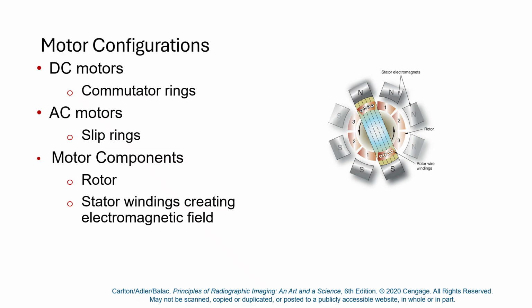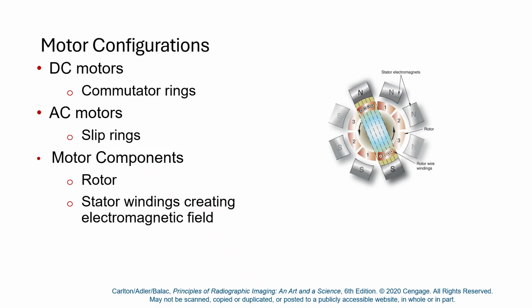So motor configurations: DC motors have commutator rings, AC motors have slip rings. The more common AC motor is the three-phase AC motor, which is not really well diagrammed here. The video does better than this diagram, but this is close to what you see in an AC motor. The commutator ring in a DC motor allows for the current to be reversed every half rotation of the motor. So it constantly pushes the spinning forward.